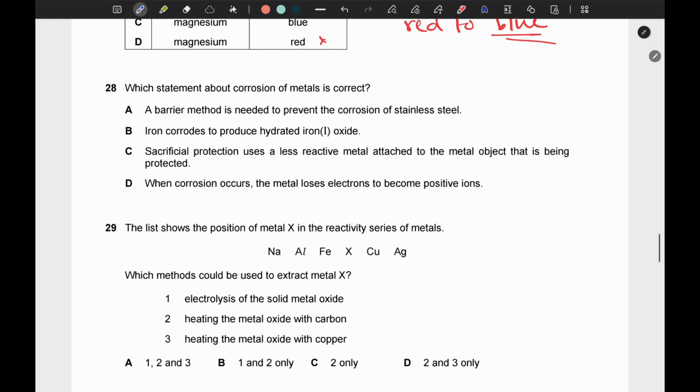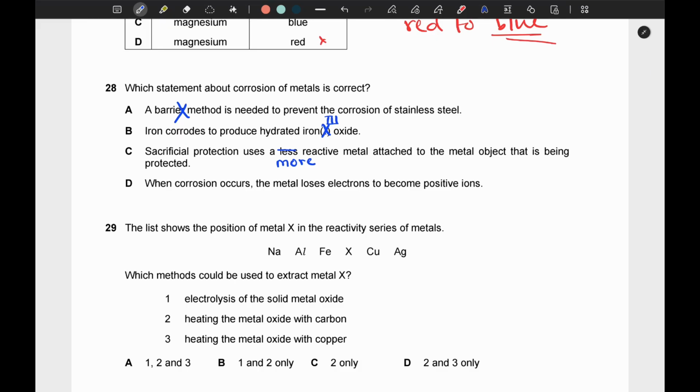Moving on to question number 28, which statement about corrosion of metals is correct? A barrier method is needed to prevent the corrosion of stainless steel. Stainless steel is already quite resistant to corrosion, so the barrier method is not required. Iron corrodes to produce hydrated iron(I) oxide. It should be iron(III) oxide. Sacrificial protection uses a less reactive metal attached to the metal object. It should be more reactive, so that the more reactive metal would react in place of the iron. That is the whole purpose of sacrificial protection.